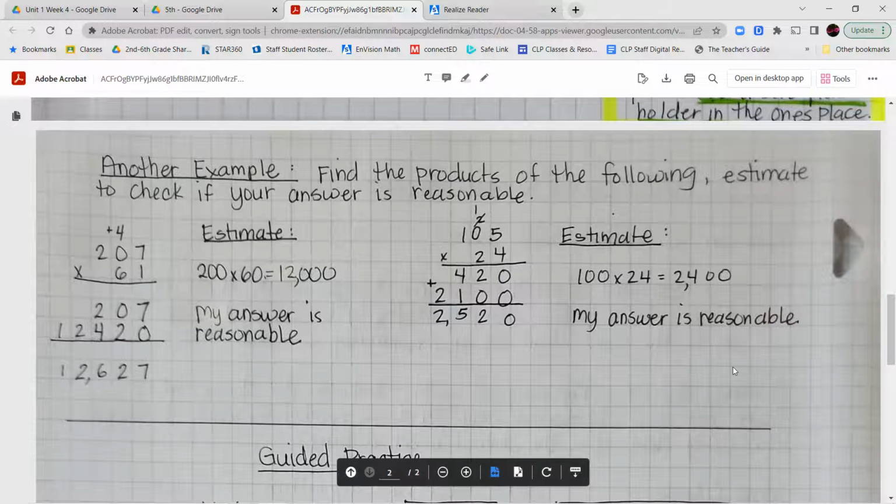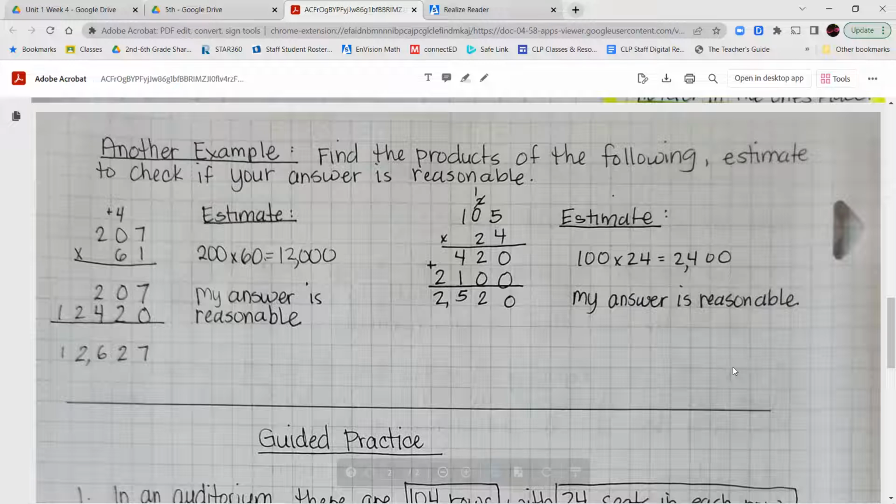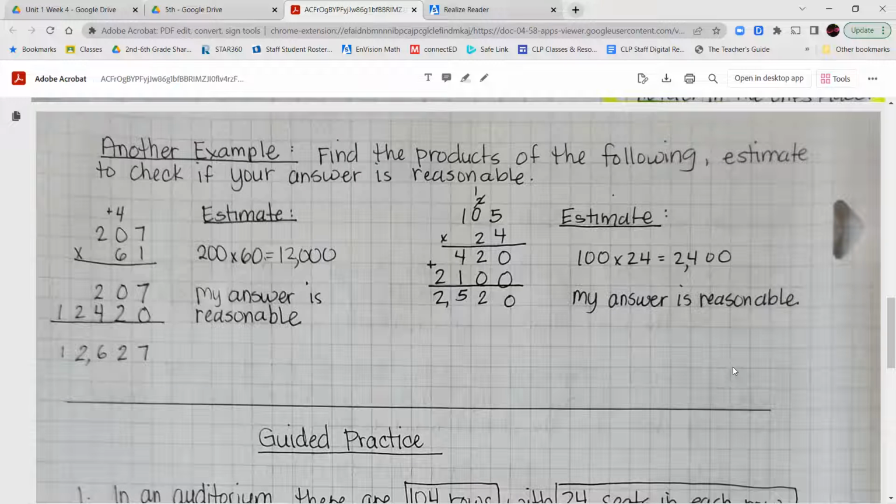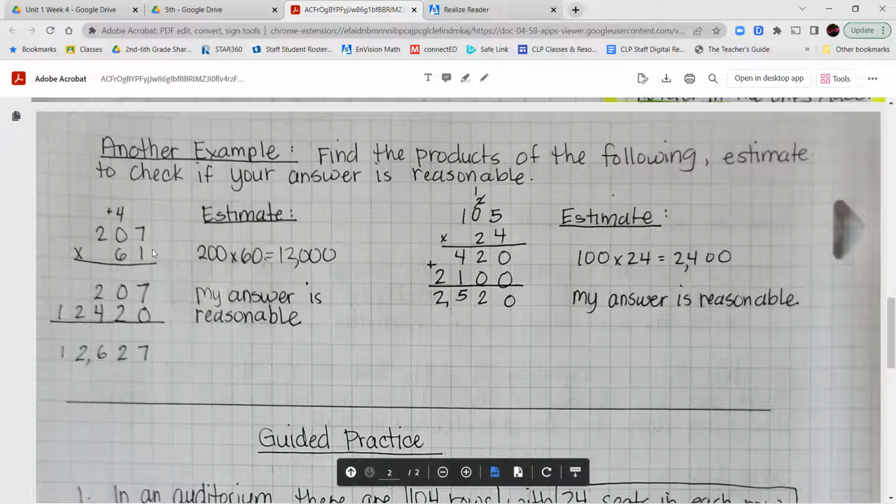All right, let's look at a couple more examples and then jump into our guided practice. Find the products of the following, estimate to check if your answer is reasonable. So here I had 207 times 61. My estimate was 200 times 60, which gave me 12,000. So now I'm going to stack and multiply.